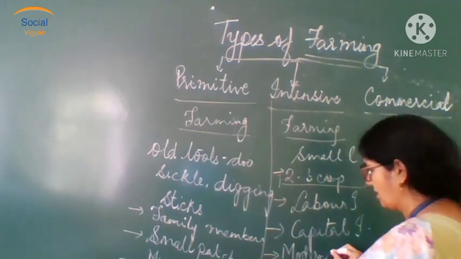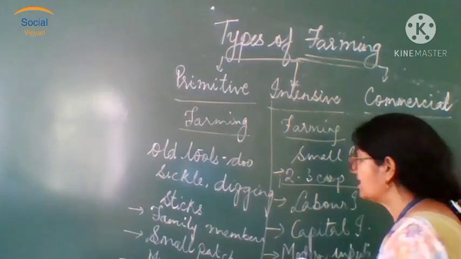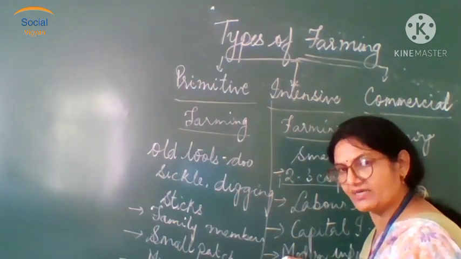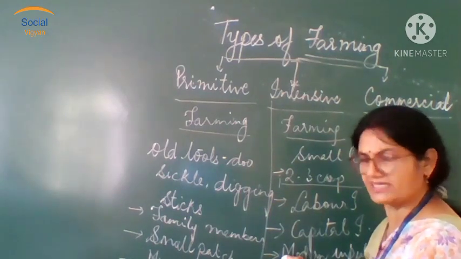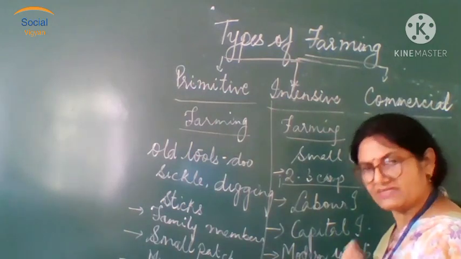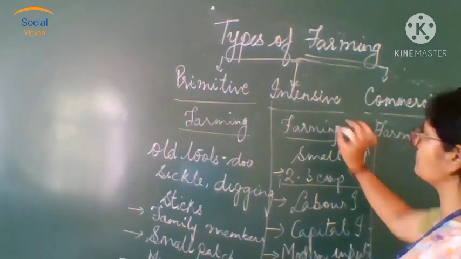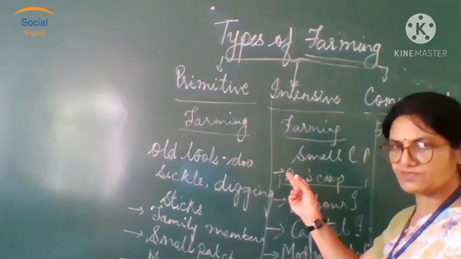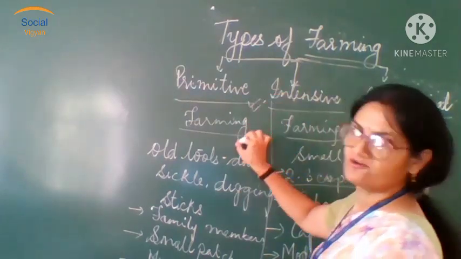So with this, modern inputs are also utilized over here. Here we talk about irrigation, that they arrange some better means of irrigation. Tube wells, canals are there. Better seeds are being used. So this way, in intensive farming, output is more and income is quite better than the primitive farming.